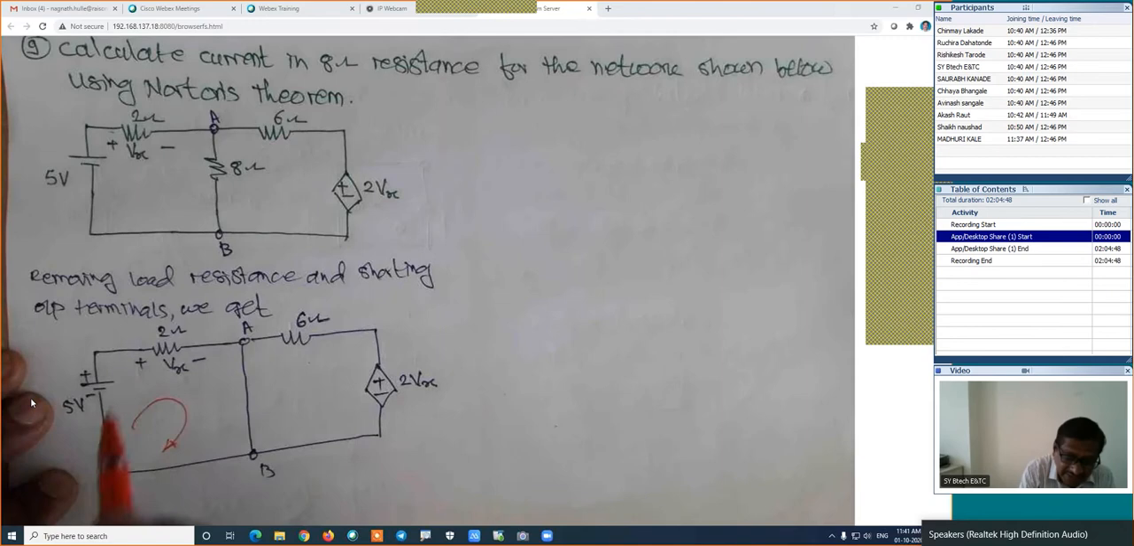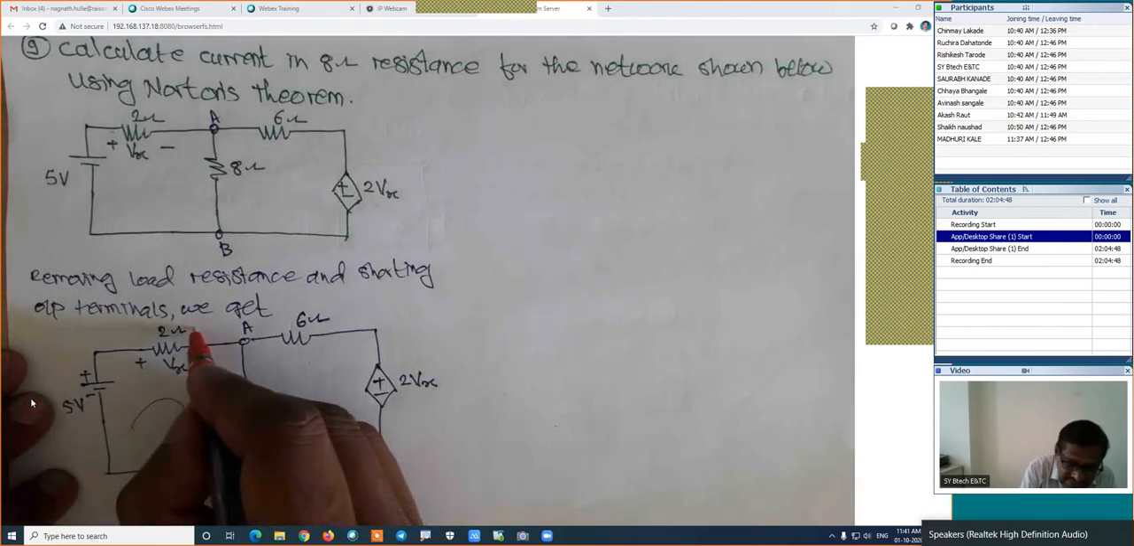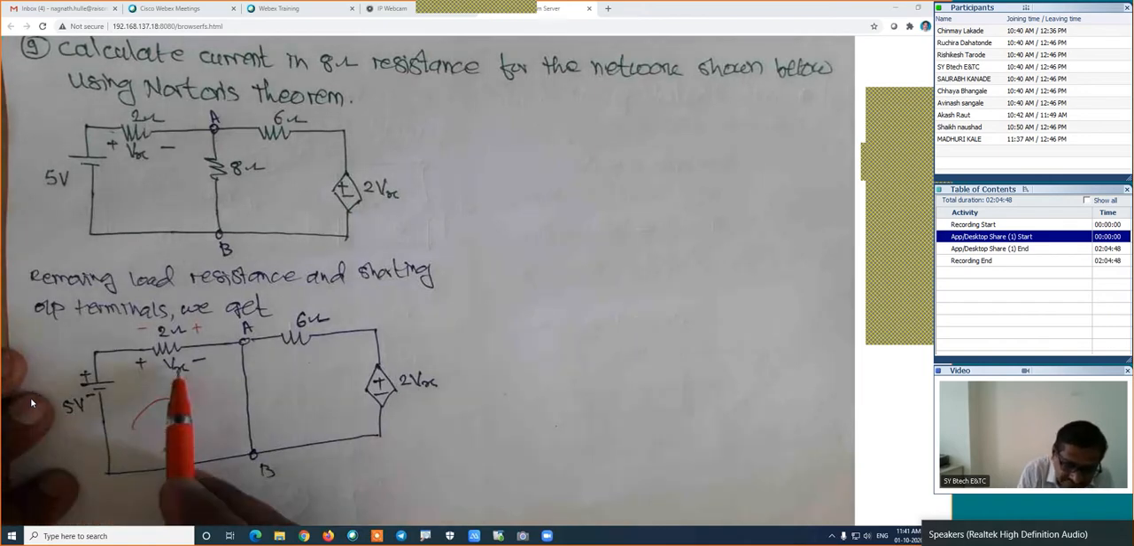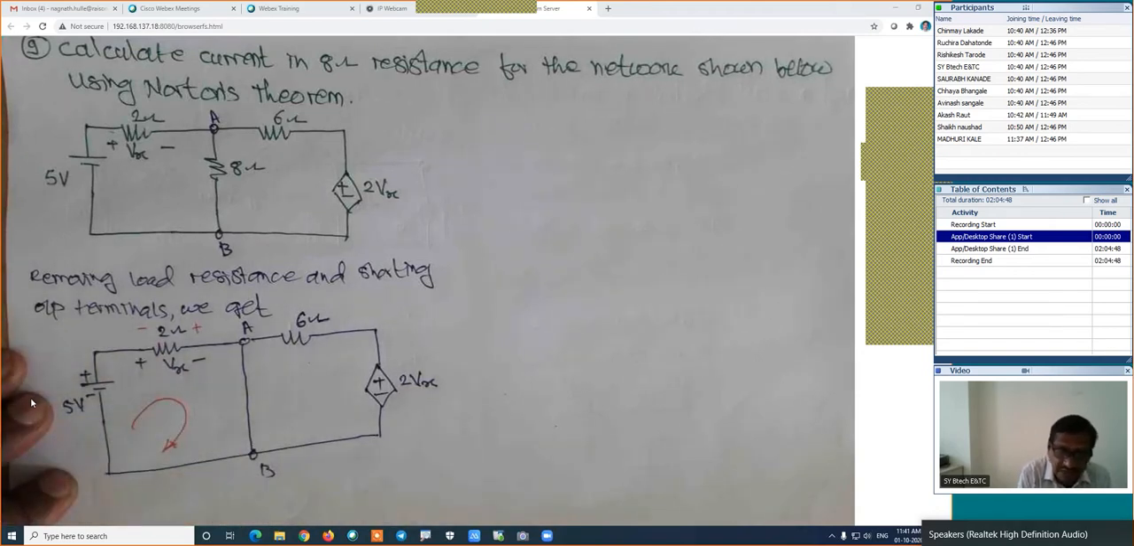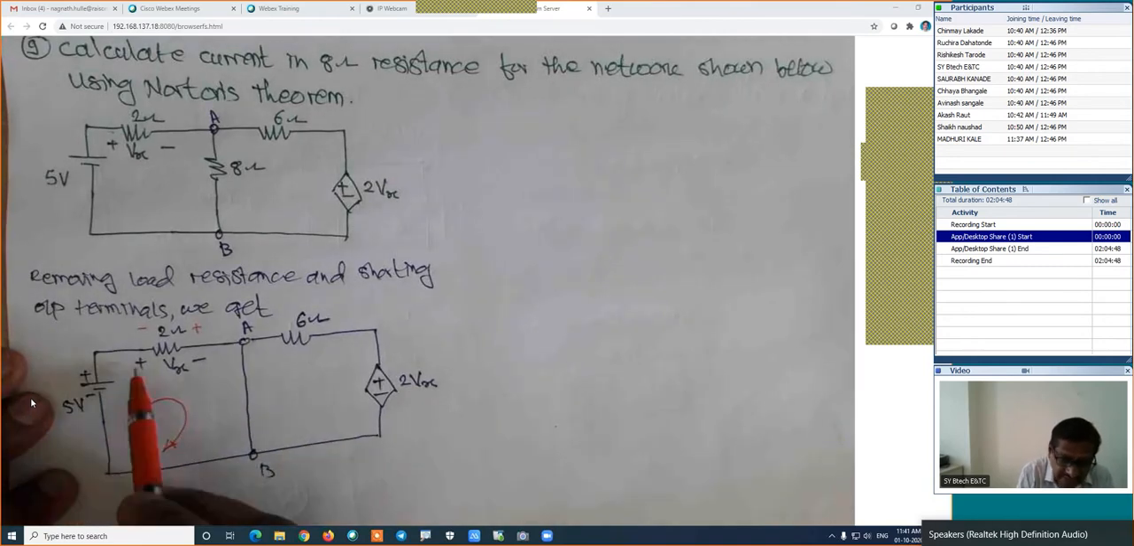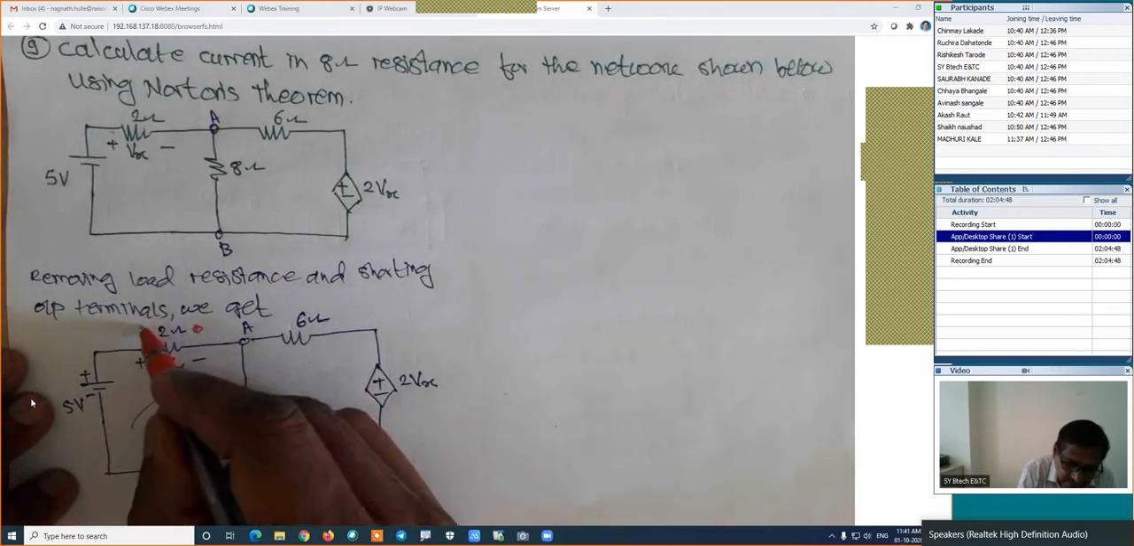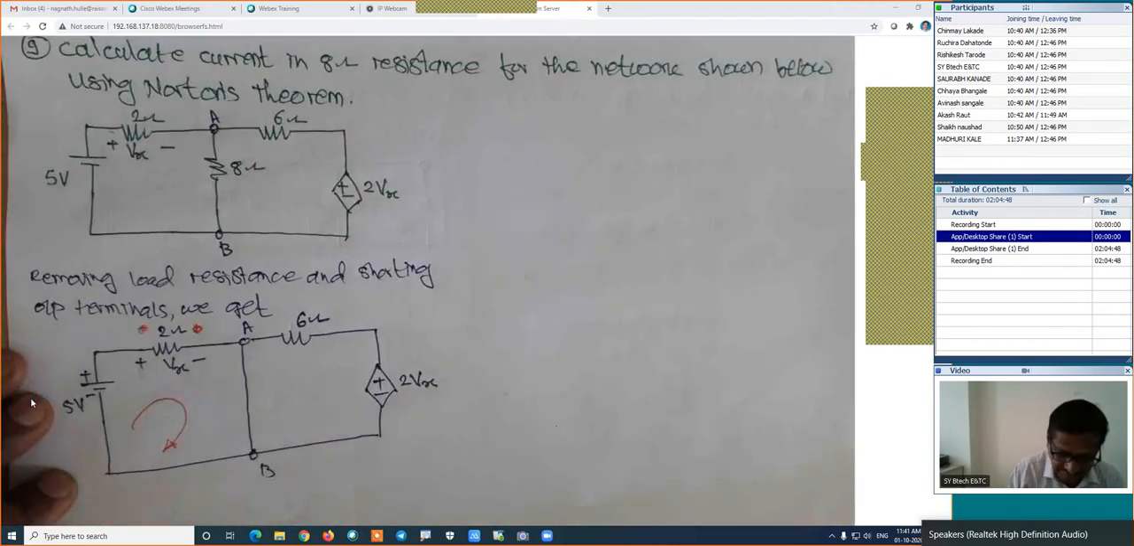If these polarities are given opposite, if these polarities are given something like this, in that case the value of the Vx is something like this, plus and minus here. In that case we have to take its current anti-clockwise. Otherwise the calculation will be wrong, because these are the polarities for a certain current. That's why while assuming the current we have to follow these polarities. That is the thing we have to keep in mind for such problems.